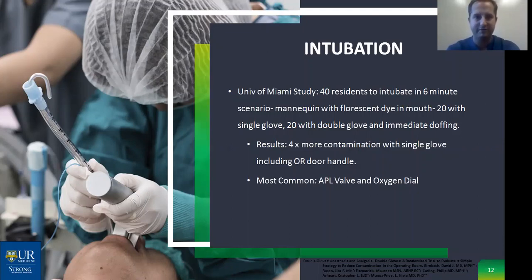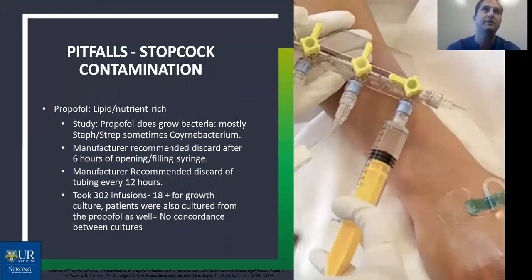The next is stopcock contamination. So in 2008, Loftus and the University of Iowa were looking at stopcock contamination, as it was thought that propofol was the biggest risk factor on the stopcocks. As we all know, propofol is lipid nutrient rich, and it just loves to grow any kind of bacteria. Staphylococcus, Streptococcus, Corynebacterium love to grow in it.